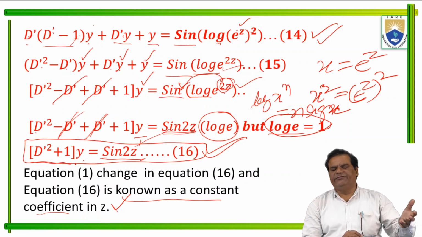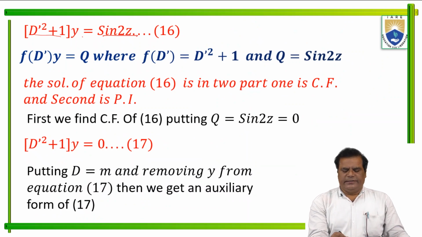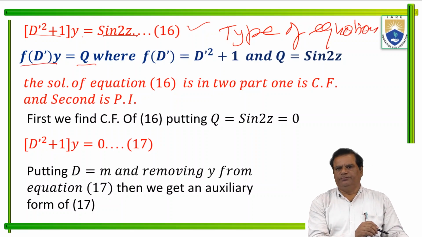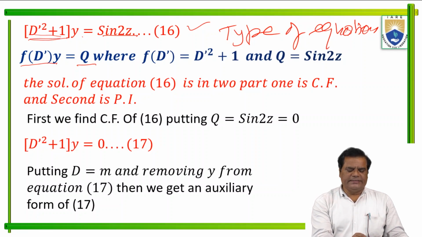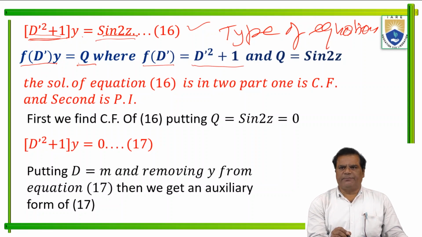The question is given in variable x, but after converting this, we get the equation in z. So now, (D dash square plus 1)y equal to sin 2z. This is equation 16. This is the type of equation F(D dash)y equal to Q, where F(D dash) is a function of D dash. Here F(D dash) is D dash square plus 1 and Q is sin 2z.